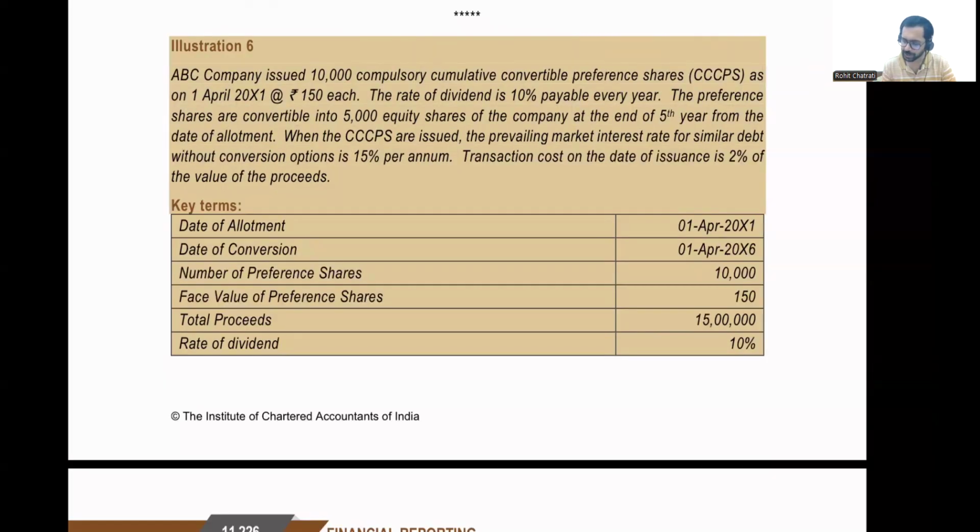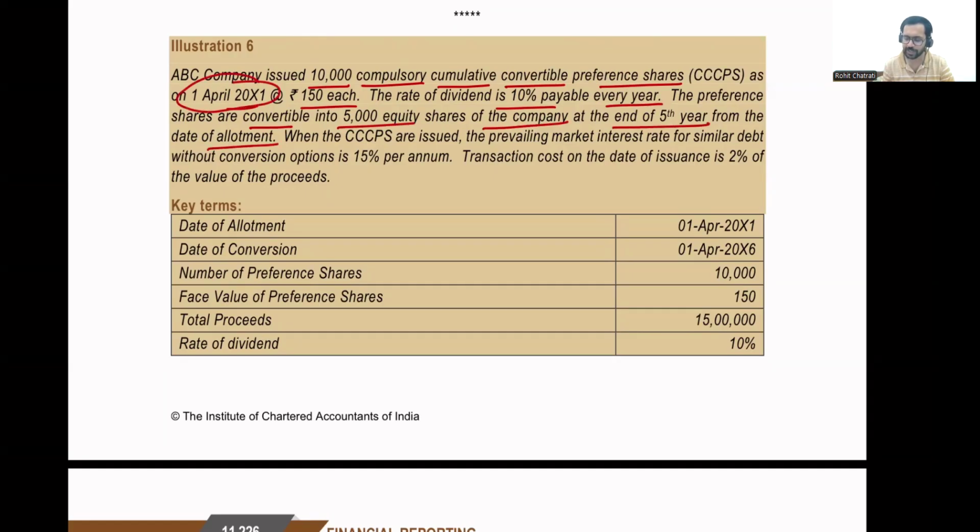ABC company has issued 10,000 compulsorily cumulative convertible preference shares. All right, it's probably supposed to be cumulative compulsorily convertible, because it's compulsorily convertible and cumulative in nature, as on 1st of April 2021 at rupees 150 each. The rate of dividend is 10% payable every year. The preference shares are convertible into 5,000 equity shares of the company at the end of fifth year from the date of allotment.